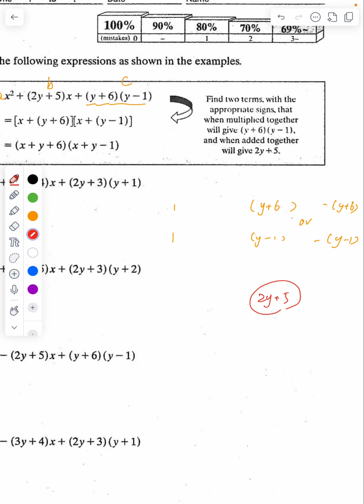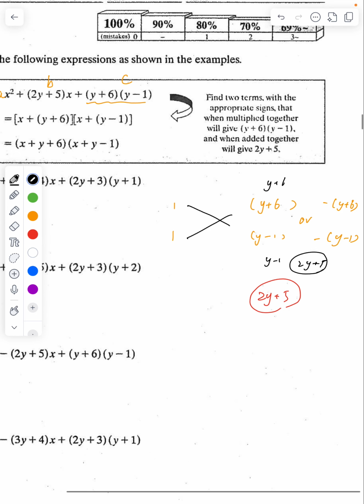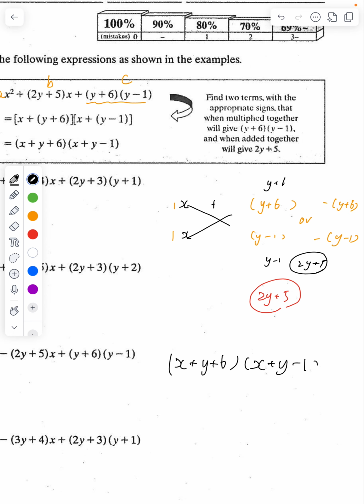So let's try with our first combination. We will have 1 times y minus 1, which will be y minus 1. And 1 times y plus 6 will be y plus 6. Combine them together, it will be 2y plus 5. Perfect. So which means, very simple, I put an x here. My factorization will look like x plus y plus 6, x plus y minus 1.